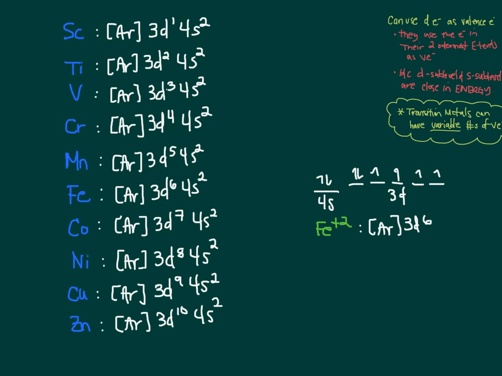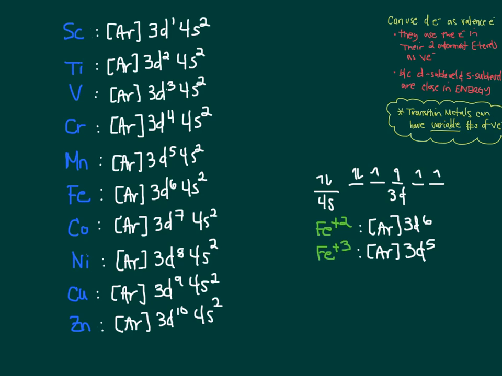So that's one thing that iron can do. Another thing that iron can do is end up using 3 of its S and D electrons. What it ends up using is these 2 S and this 1 D.